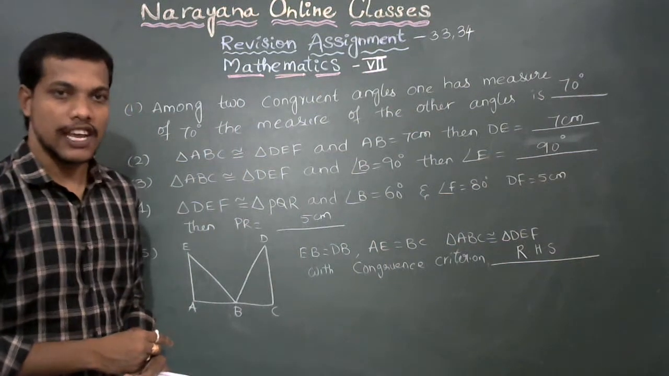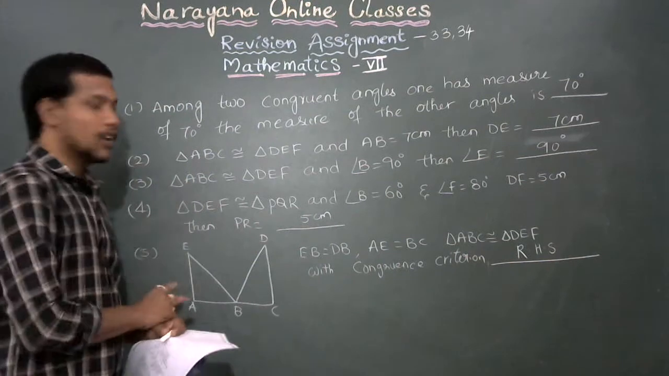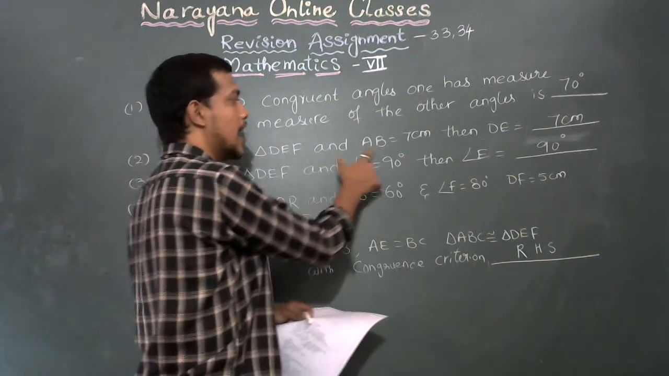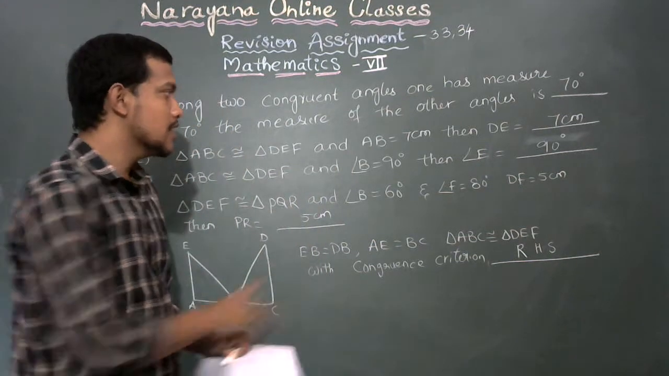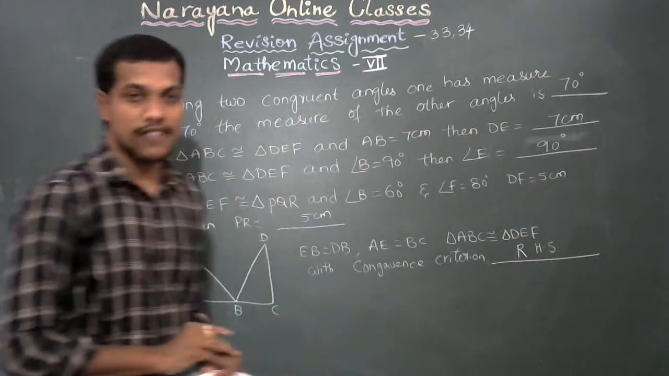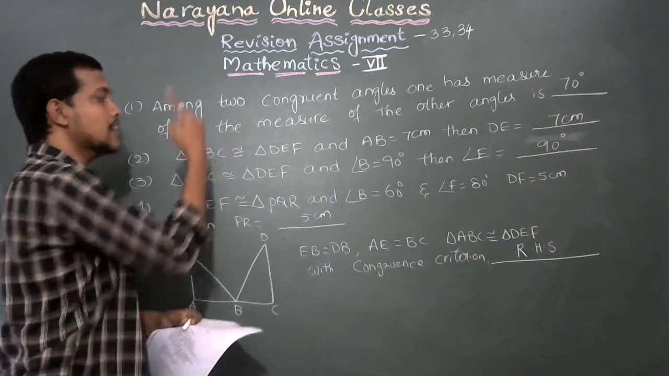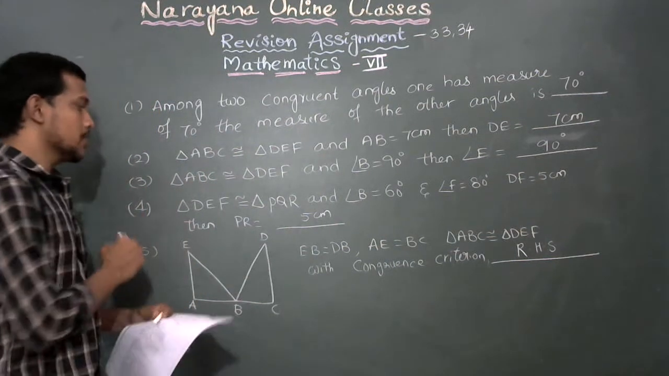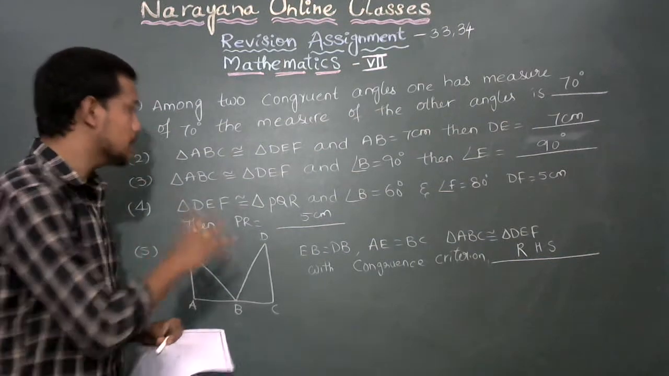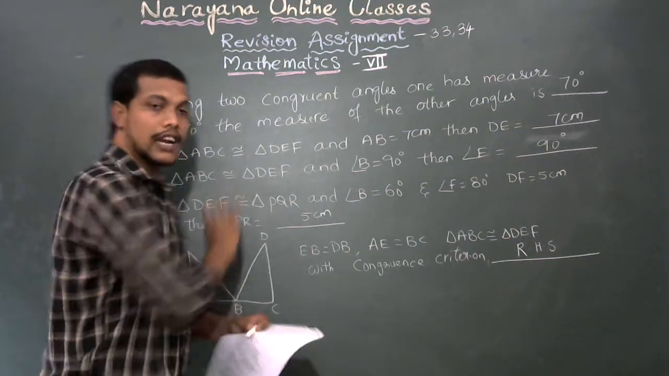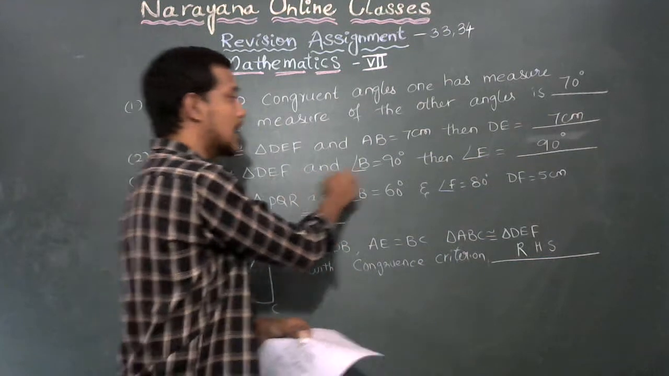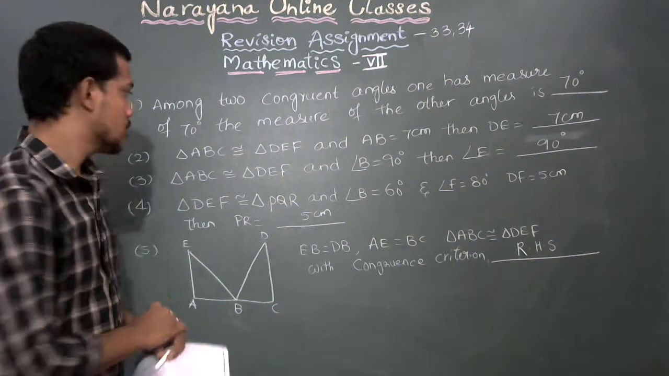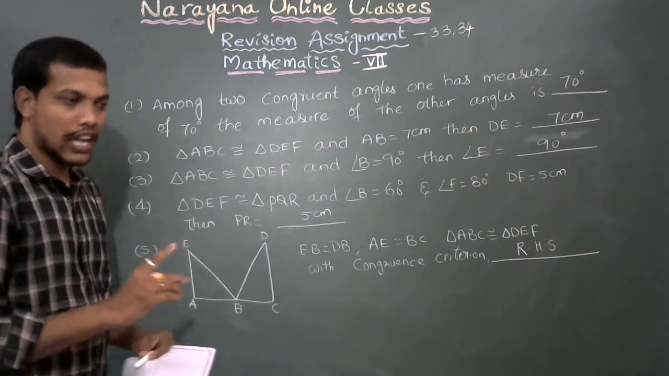So both are equal. Second one, triangle ABC is similar to triangle DEF and AB is equal to 7 centimeters. Then DE is also the same value. Why? Because of the congruence, that is 7 centimeters. Third, triangle ABC is congruent to triangle DEF, then angle B equal to 90 and angle E is also 90. So both are congruent, both are equal.